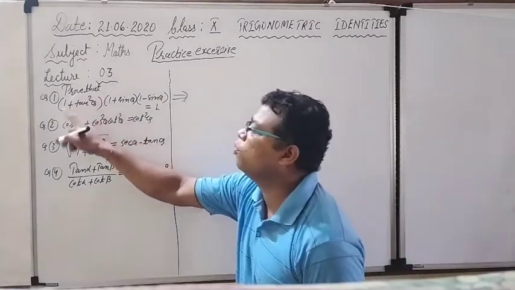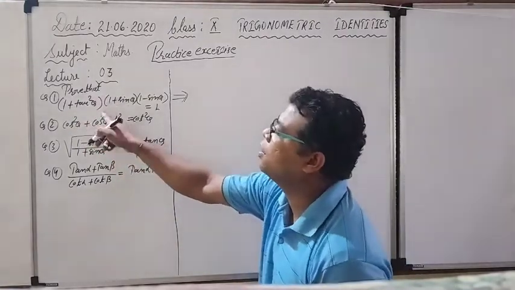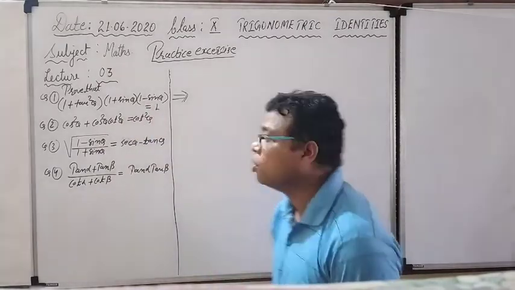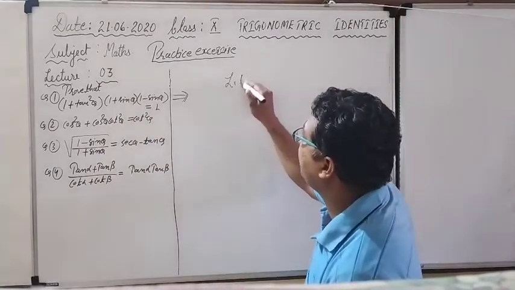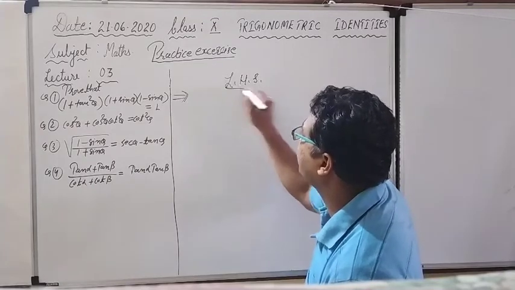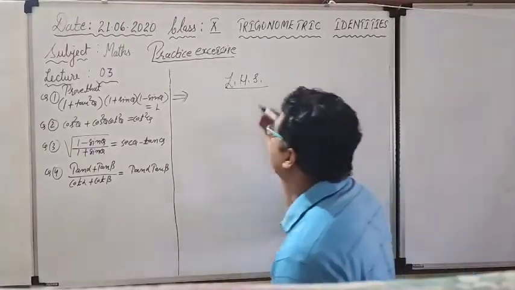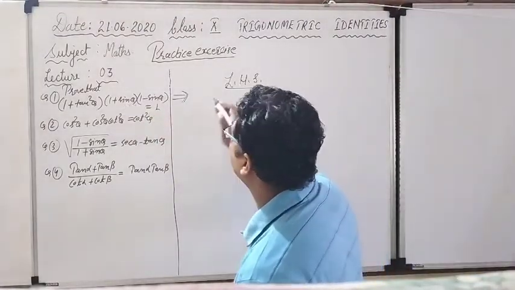The first question is: prove that (1 plus tan square theta)(1 plus sin theta)(1 minus sin theta) should be equal to 1. So I have to solve only the left hand side, that I have written here, because I am going to solve the left hand side. See here, a very basic formula we have to see. After writing the question, how to start?